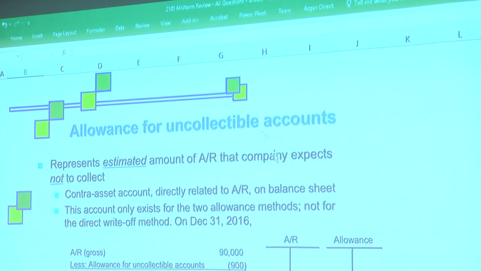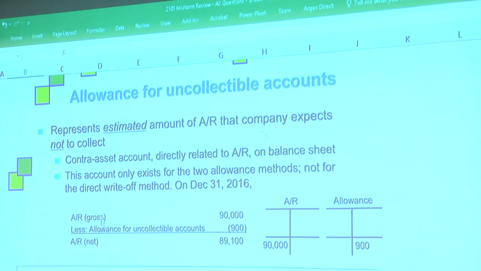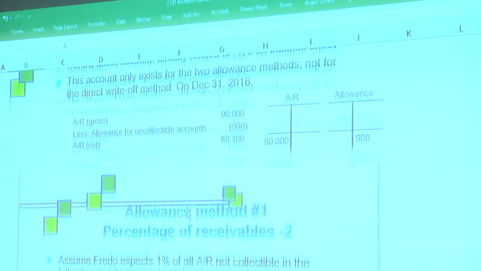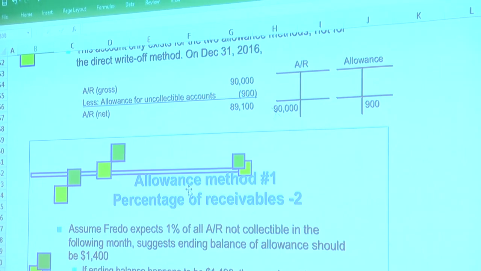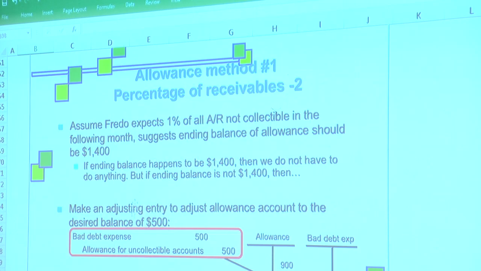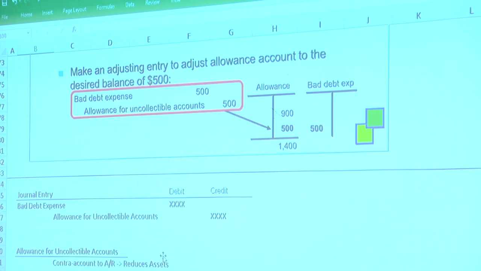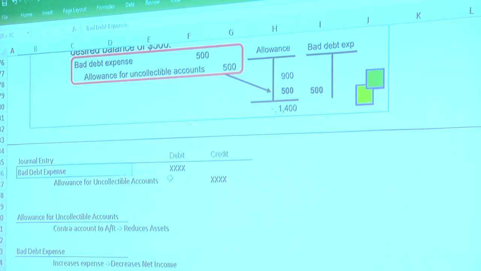There's the allowance method and the direct write-off method. There's also a slide following that one that has the allowance for uncollectible accounts, and it takes you through a pretty detailed example of how the entries look. I highlighted the entry here. So we debit bad debt expense, and we credit allowance for uncollectible accounts. So in this case, I put down here the actual journal entry.